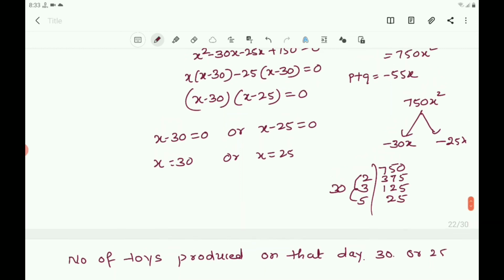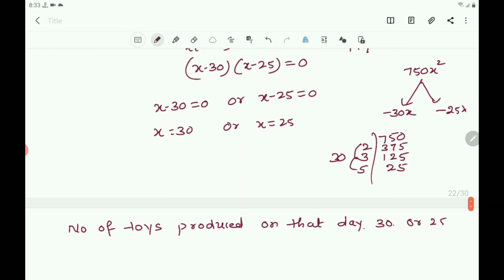You can verify here. If 30 toys are produced, then x equals 30 and 55 minus x becomes 25. The product of these two is 750. Or if x equals 25, then 55 minus x becomes 30. Then 30 into 25 equals again 750.